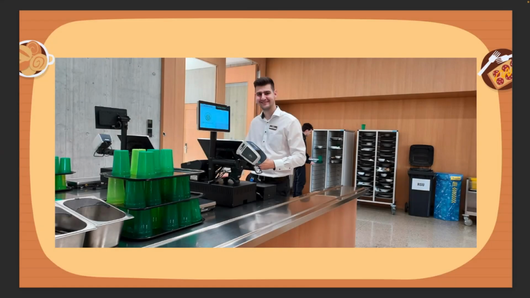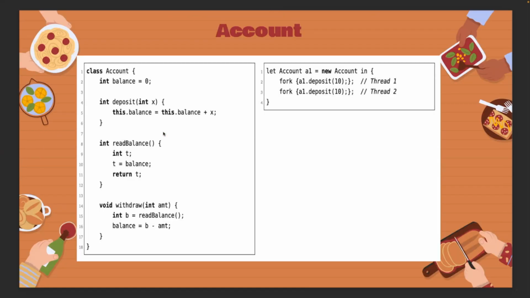So we're talking about the cashier system in our Mensa. And let's say this is the program that's running in the background. So this is the account system. It starts with balance equal to 0. And there are three methods: one is deposit, one is read balance, and one is withdraw.